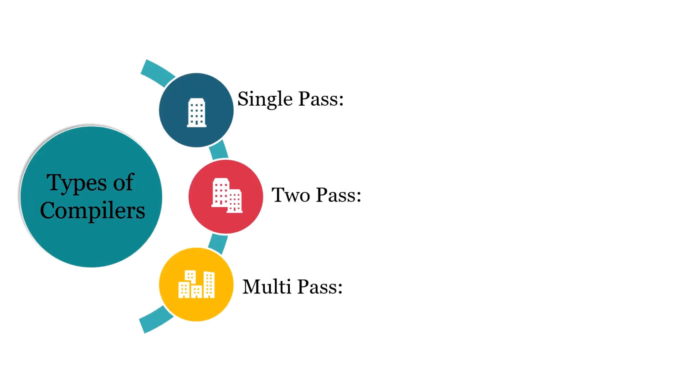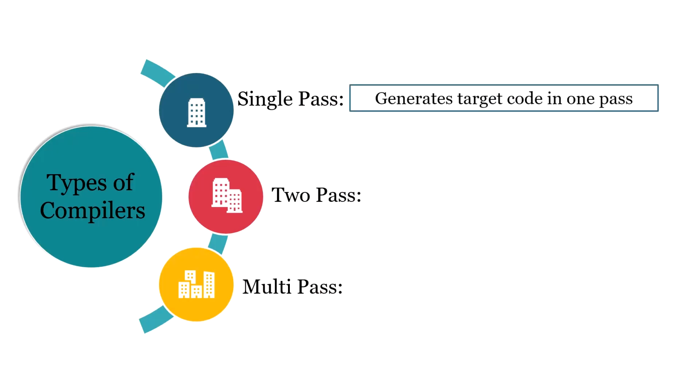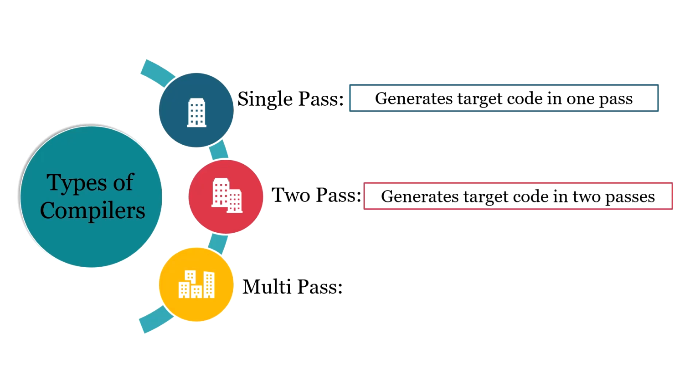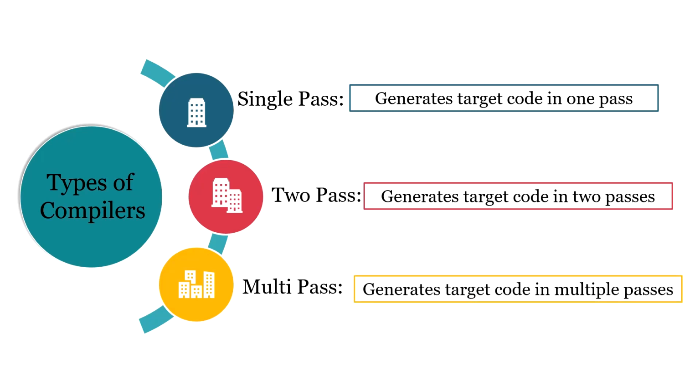Now let us discuss the types of compiler. A single pass compiler is one that can generate target code in one single scan. A two pass compiler scans the source code twice to generate the target program. A multipass compiler scans the source code multiple times to generate the target program. So friends, this is all about the compiler.